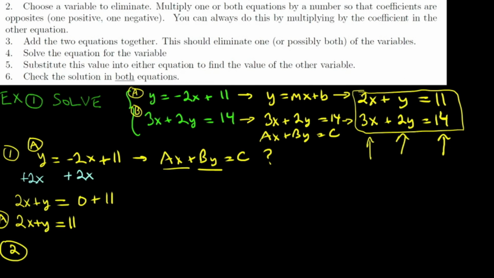So if we want to eliminate x, we have coefficients of 2 and 3. If we multiply 2 times 3, we get 6. So what we want to do is change both of these coefficients to 6x, and then have one of them be negative. One will be positive 6x, the other will be negative 6x, and when we add those, we get 0, and that eliminates the x. Got it? So let's do that.